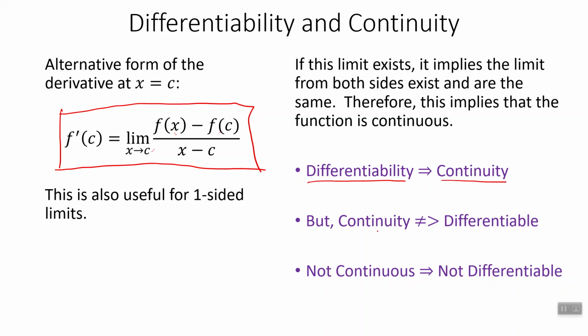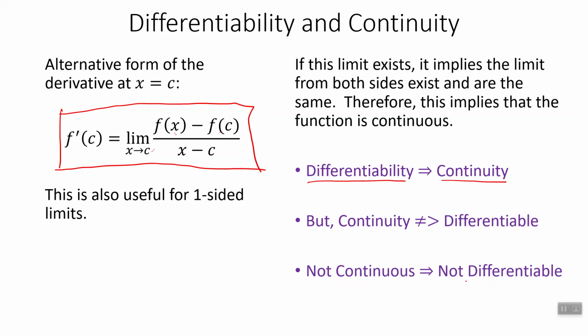All right, but it doesn't work the other way around. So just because it's continuous does not mean it's differentiable. That's the big mistake people make. This is a one-way statement. So differentiability implies that it's continuous. So if you can take the derivative and plug in the point, it's continuous there. But if it's continuous, it doesn't mean you can always take the derivative. However, if it's not continuous, like if there's a jump or a hole, that means it's not differentiable.